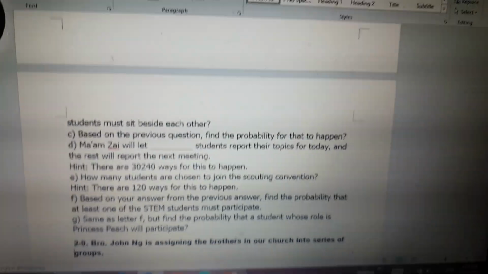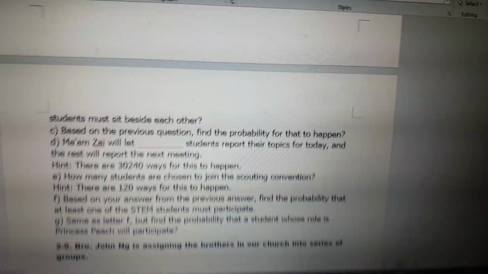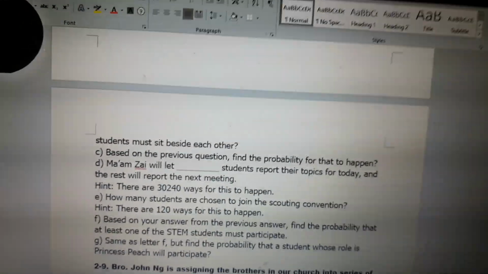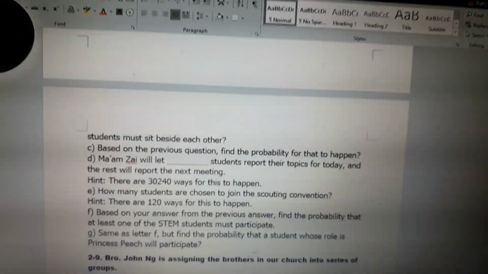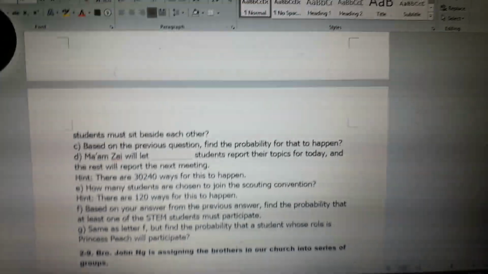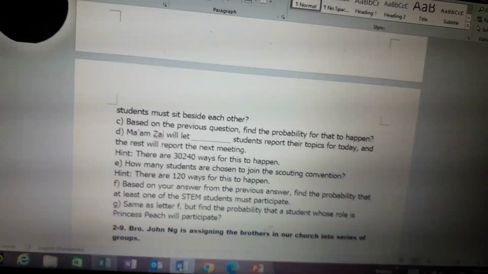Okay? Next, last but not least, letter G. Same as letter F, but find the probability that a student whose role is Princess Peach will participate. Remember, it's the same as letter F because you will either choose 7 or 3 people who will join your scouting convention. But this time, whose role is Princess Peach?